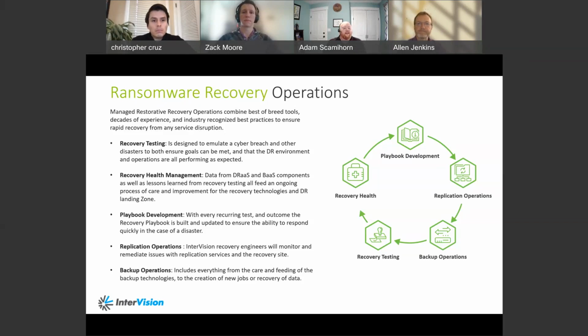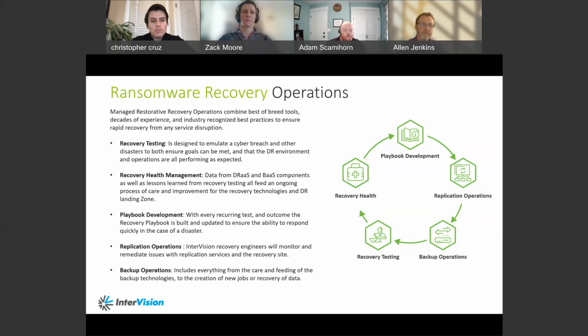So the data from all of that testing is used to build recovery health processes that look for key indicators of change in the environment, but also make sure that the solution is keeping up with the growth of the data that's being protected, to ensure regular testing is done and continue to update that playbook.